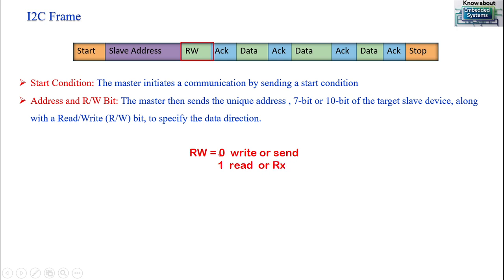So what is the meaning of read-write? Read-write will indicate whether the master wants to read data or write data. This is a single bit here. 0 means write, or you can say send. And when it is 1, you are going to read, or receive data. So that is the meaning of read-write.